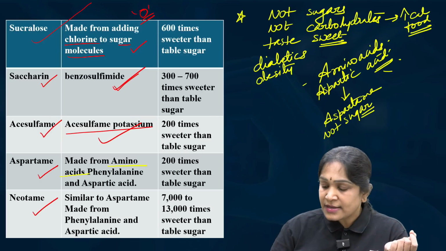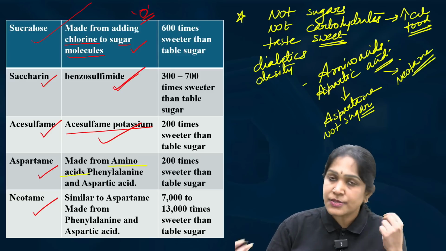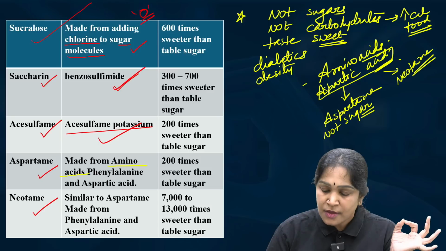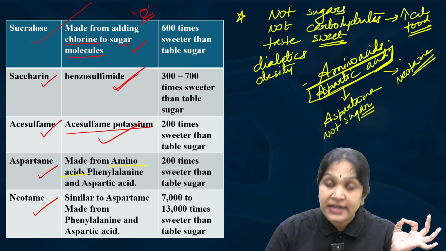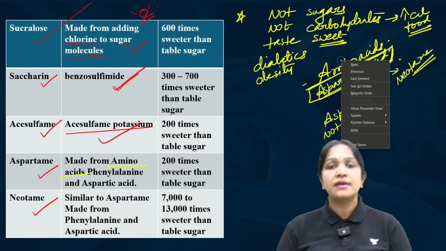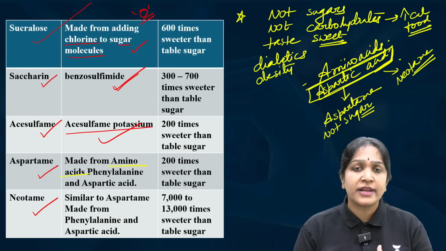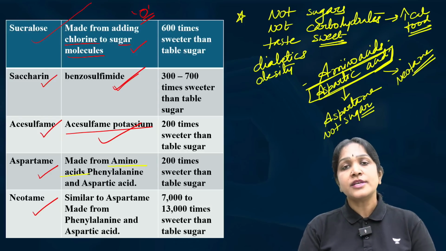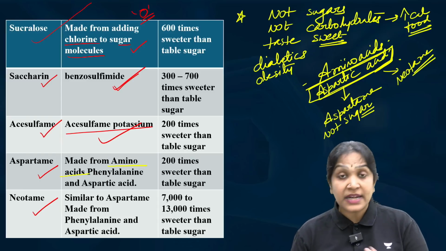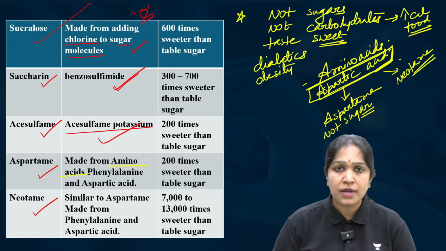Okay. And same way, neotame is also a modified version of aspartic acid. What is aspartic acid? It is an amino acid, the building blocks of proteins. So it is something related to protein. It is not a sugar. So it will not increase sugar level, but it will taste sweet. So it will not contribute to diabetes.